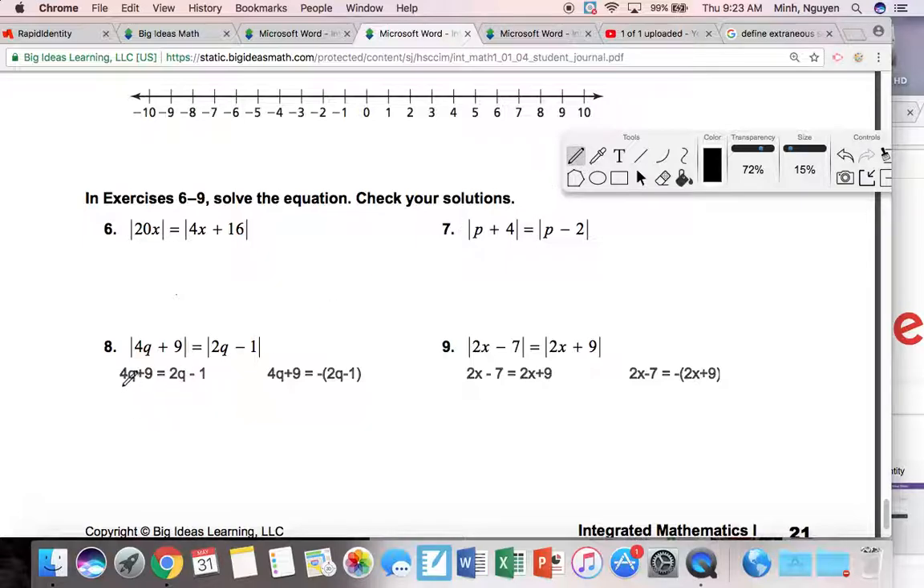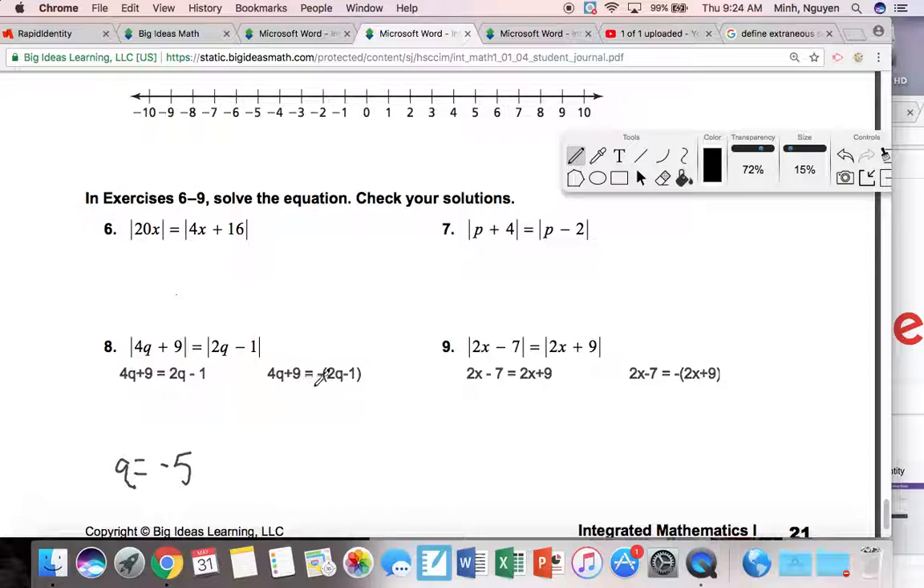This one, subtract 2q, subtract 9, divided by 2. I'm not going to bother showing my work because it's a time issue for these videos. But you should get q equals negative 5. So we check it. Negative 20 plus 9 is negative 11, so positive 11 is the absolute value of that. And then negative 5 times 2 is negative 10. Negative 10 minus 1 is negative 11, but the absolute value of that is, again, positive 11. So we're good.